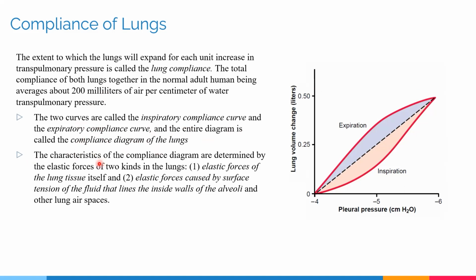The characteristics of the compliance diagrams are determined by the elastic forces of two kinds that act on the lungs. These include the elastic forces of the lung tissue itself and elastic forces caused by surface tension of the fluid that lines the inside of the alveoli and other lung air spaces. We'll look into the surface tension and how it acts and helps in the compliance of lungs in the next slide.